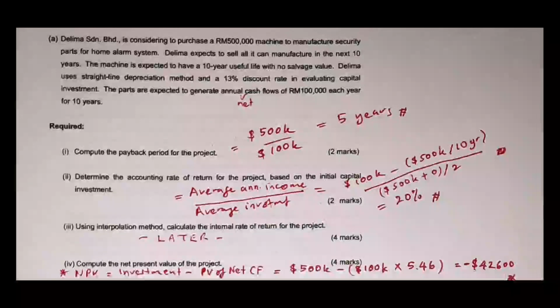In this question, you can assume that the revenue that can be generated from the machine is $100,000 per year. That is equal to the net cash flow, 100,000 per year. So that is the revenue. So minus expenses. So what is the expense related to this machine that you can see from the question? The only expense that you can see is the depreciation expense.